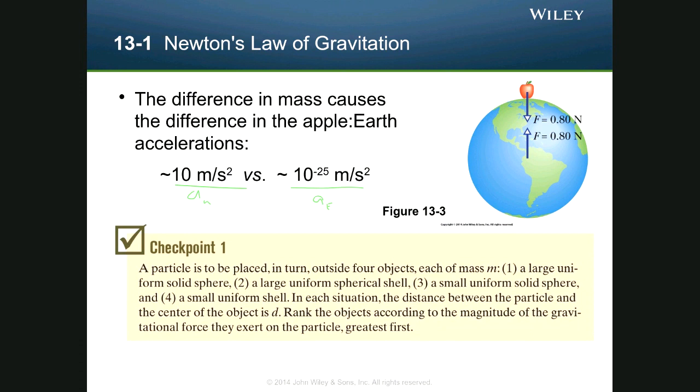So let's do this checkpoint, and then I think we'll call it a day. A particle is to be placed in turn outside 4 objects, each of mass m: a large uniform sphere, a large uniform spherical shell, a small uniform solid sphere, and a small uniform shell. In each situation, the distance between the particle and the center of the object is d. So we want to rank the objects according to the magnitude of the gravitational force they exert on the particle, the greatest first. All right?